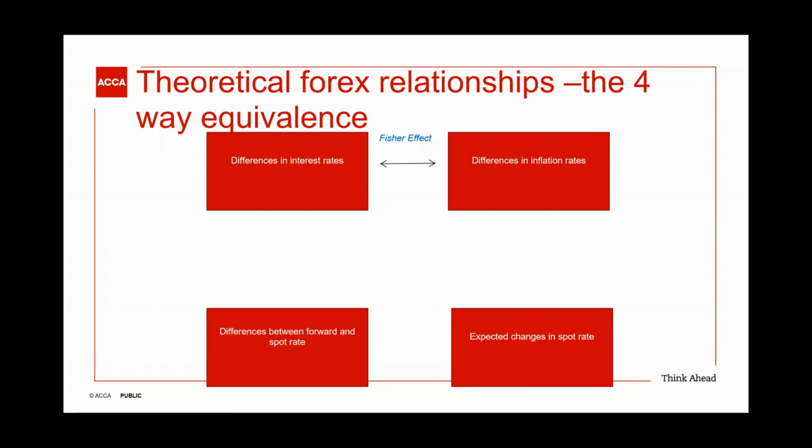This shows you the relationship between interest rates and inflation rates, shown as the Fisher effect. That's 1 plus m equals 1 plus r into 1 plus i. The difference between interest rates can show you how future forward rates are going to move. So if one country has a higher nominal interest rate than another country, you could expect that country's currency to depreciate in the forward market. That's called interest rate parity.